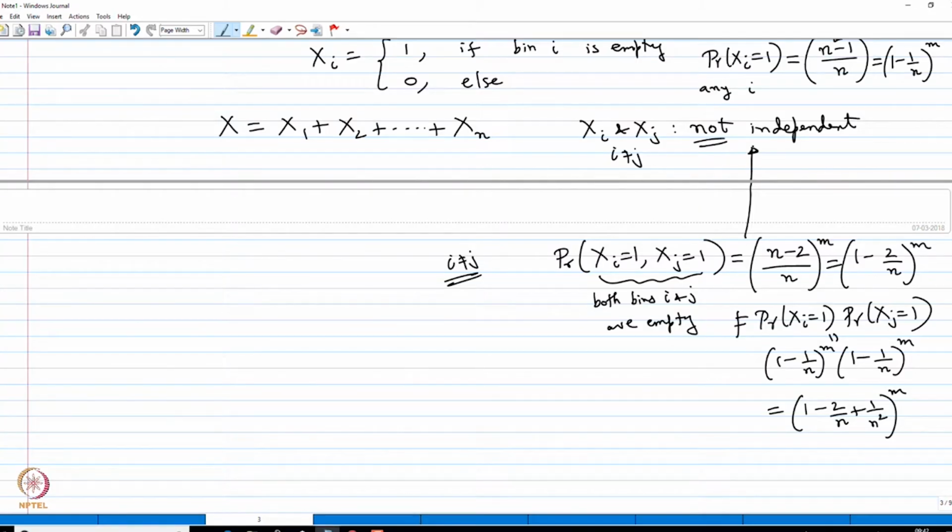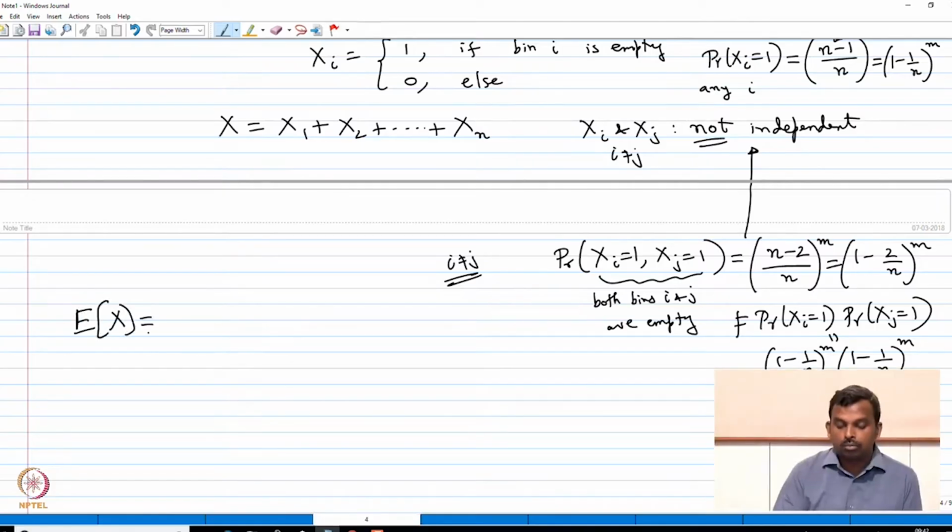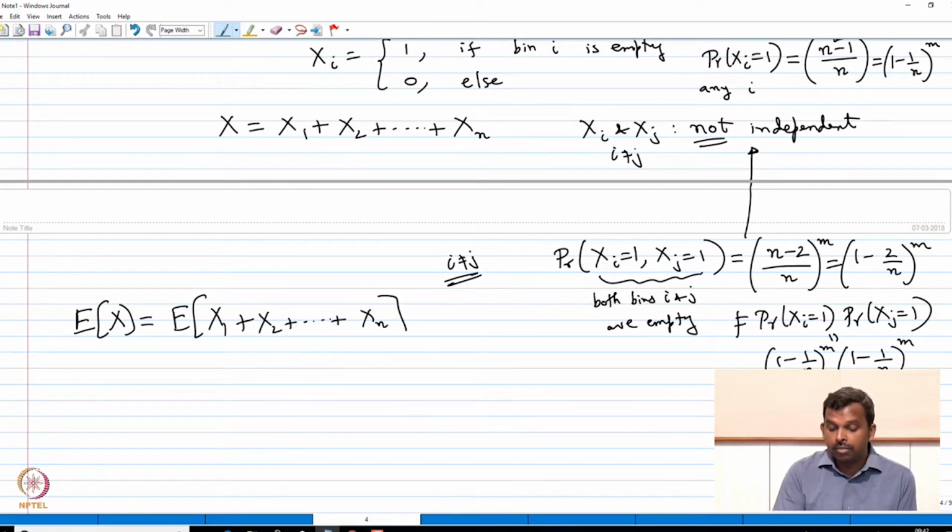So now let's come back to our original problem of number of empty bins. When you want to do number of empty bins, like I said, the probability distribution of x is a little bit more complicated to write down, but the expected value of x is not too bad. Okay, so expected value of x is expected value of x1 plus x2 plus so on till xn. Now we use linearity of expectation.